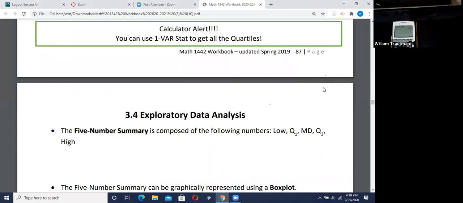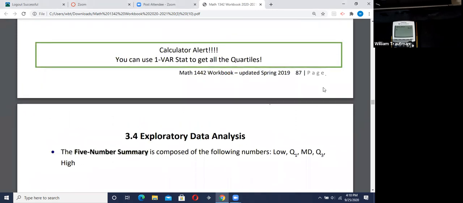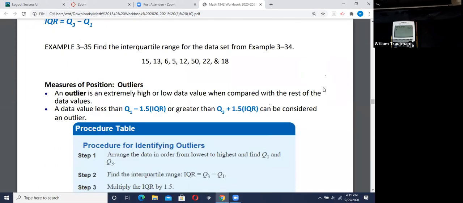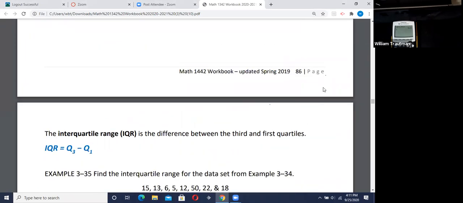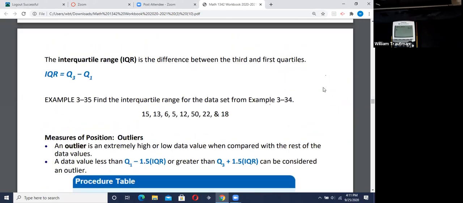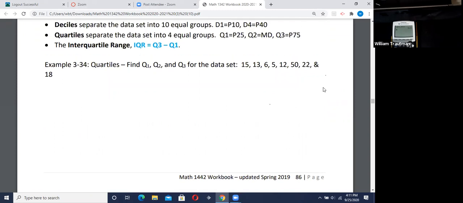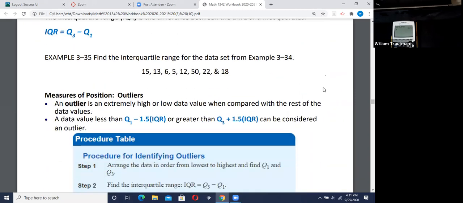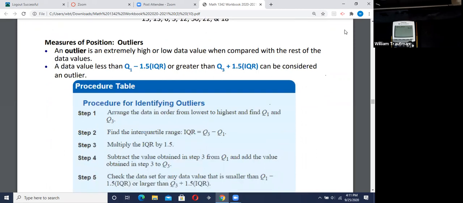So there's a lot of formulas we have in 3.3. We're going to talk more about this IQR and Q1, Q3 in section 3.4. But before you do that, make sure you have all these formulas down that we've talked about.